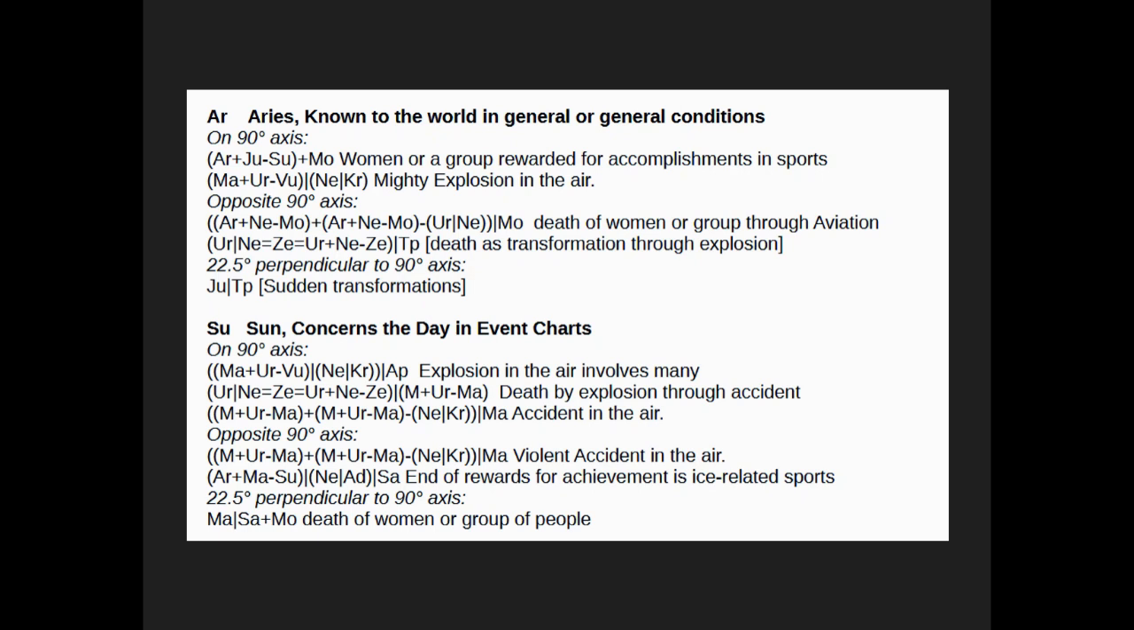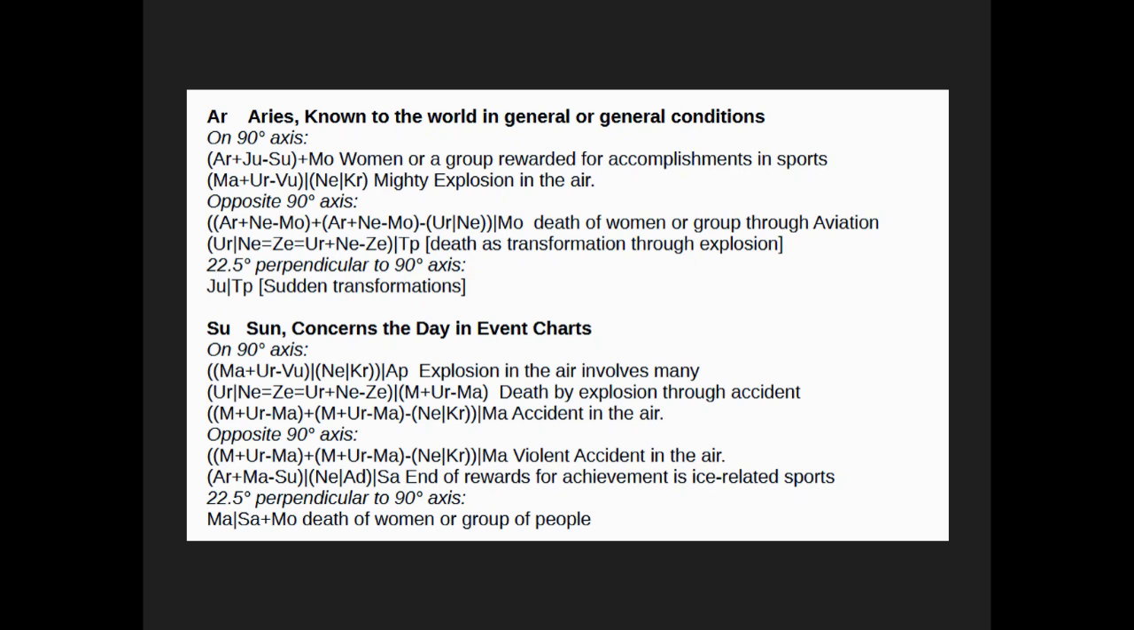The first one here, Aries plus Jupiter by Sun plus the Moon: women or group are rewarded for accomplishments in sports, is on the 90-degree axis at the Aries point, which is known to the world in general or general conditions.